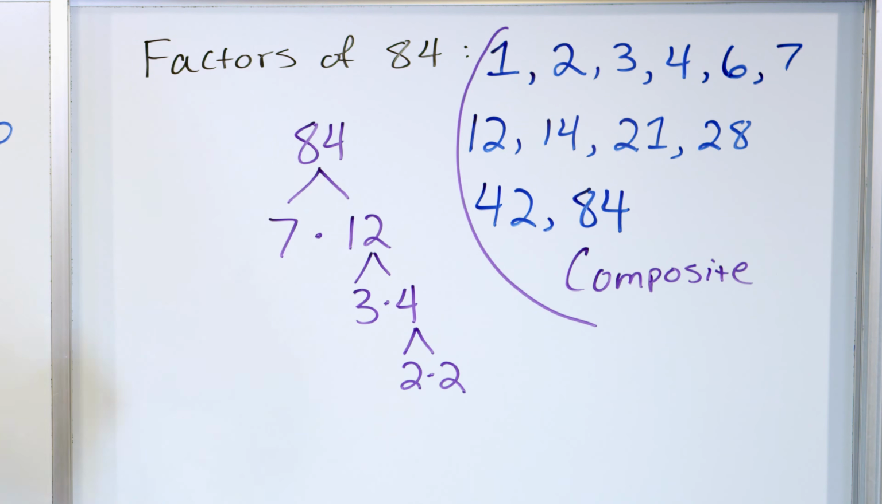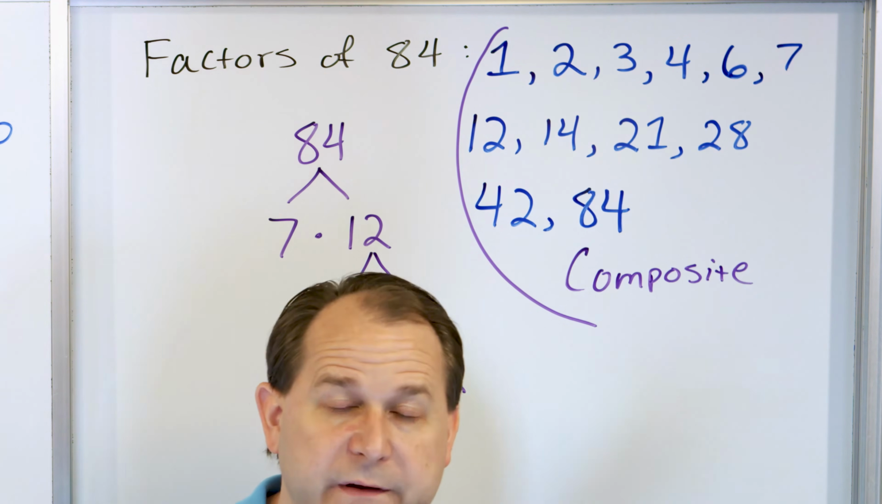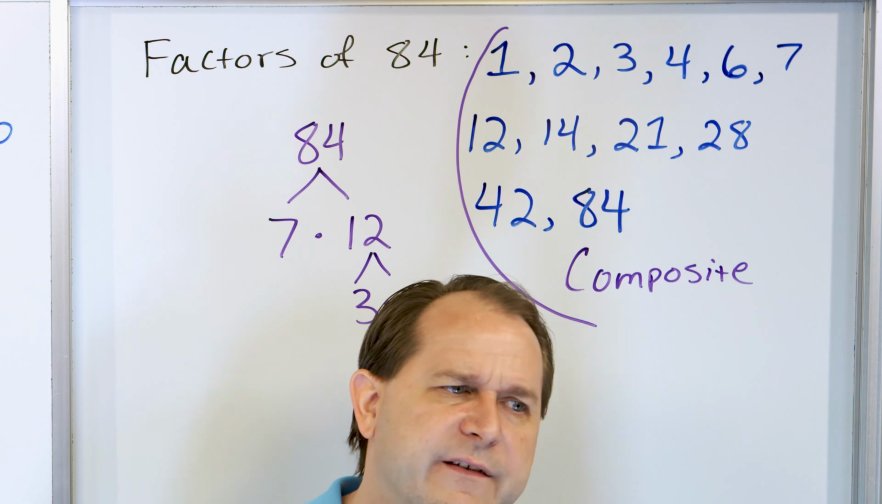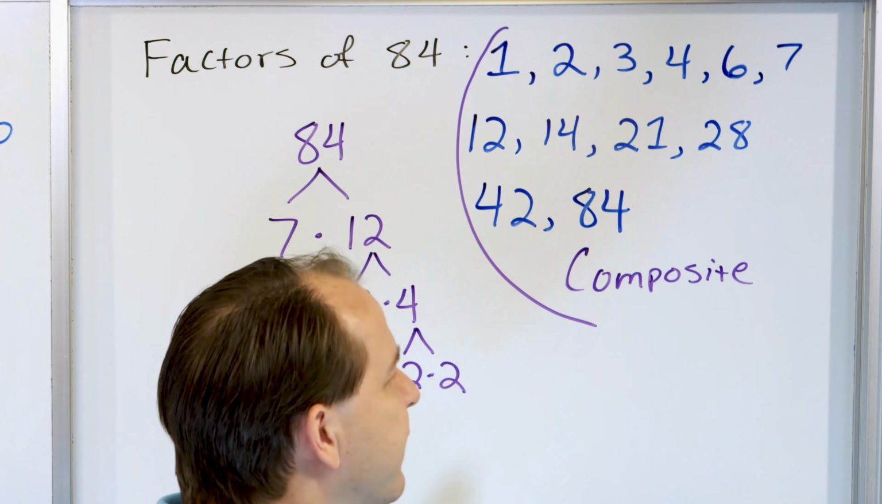Writing this factor tree looks very confusing, but you know what's even more confusing? Trying to think of all the numbers between 1 and 84 and going through every one and saying, okay, does this times this equal this, and this times this equal this? It's very hard to do.